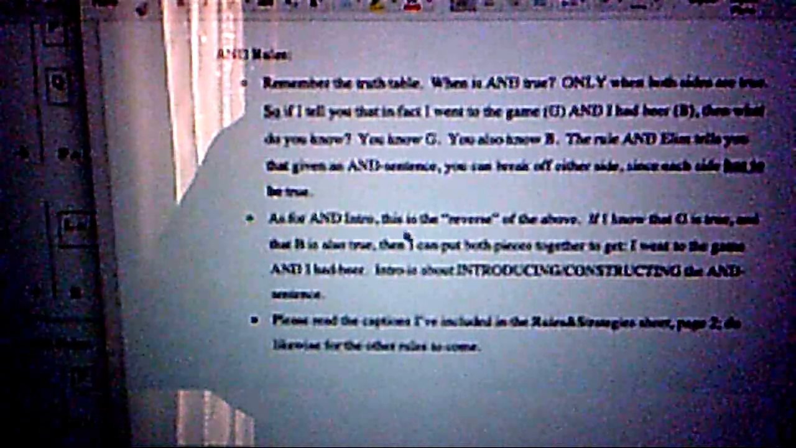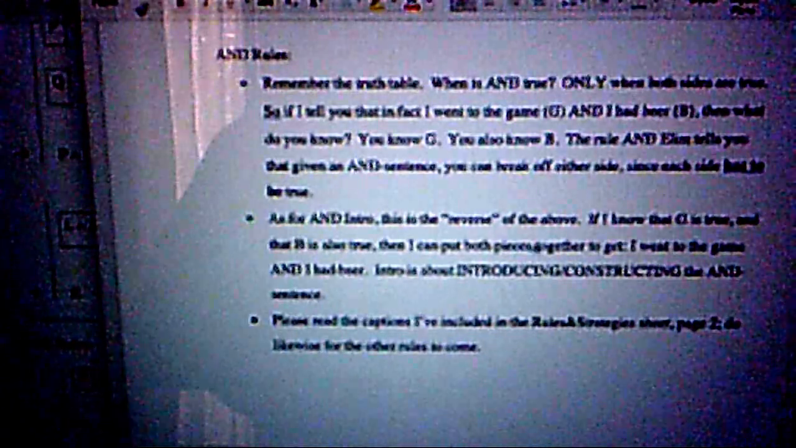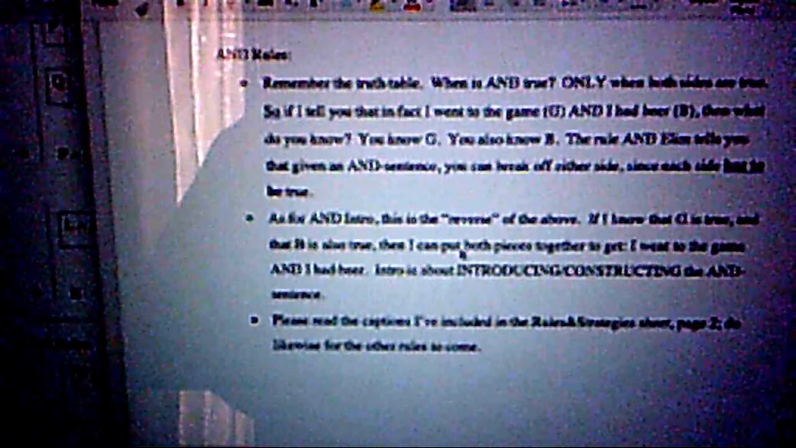We just covered and elim. Intro is the reverse of elim. It says if you're given the component pieces, you can put them together to form a composite. So and elim is basically breaking off. If you can think of this as a given and statement, whatever it is, you can break off either side. Introduction, by contrast, is making.